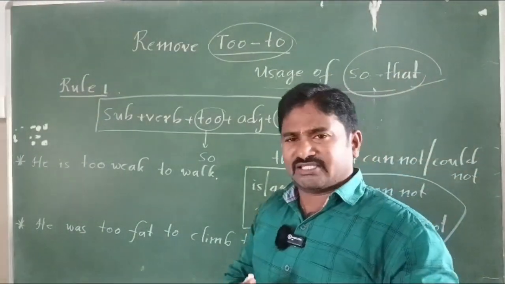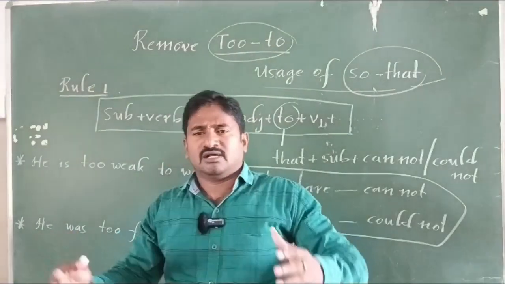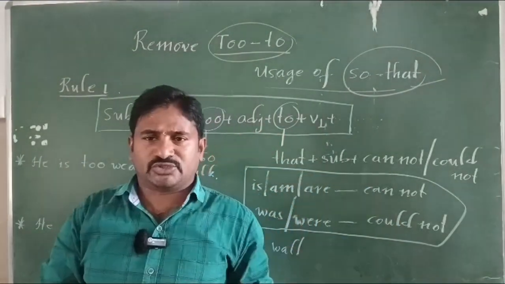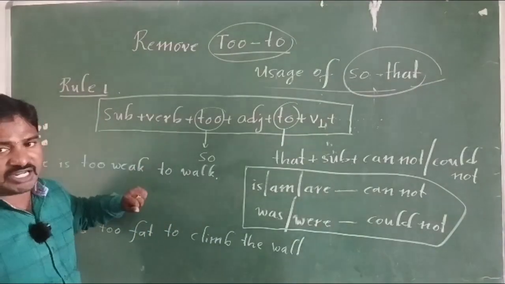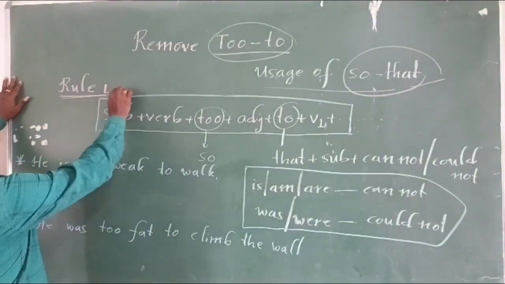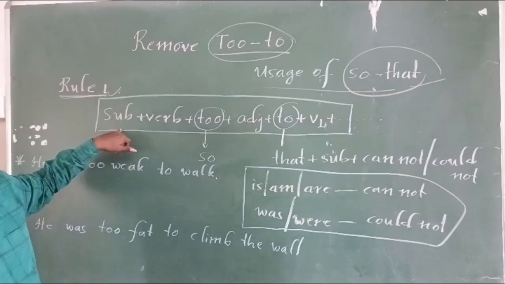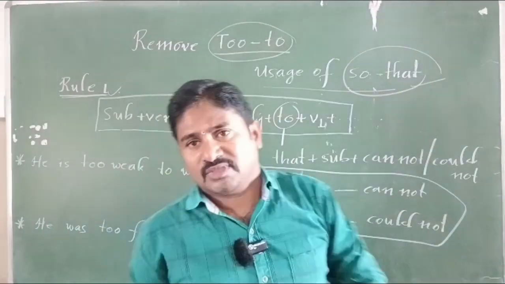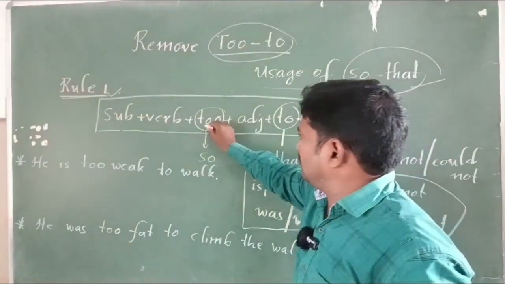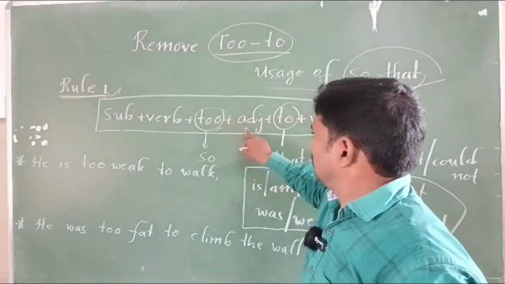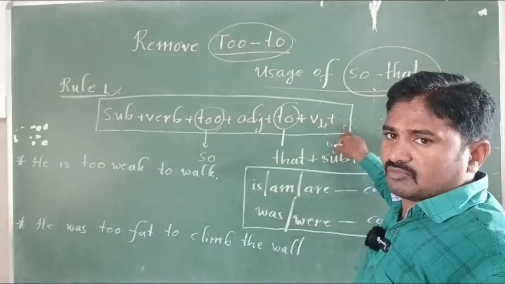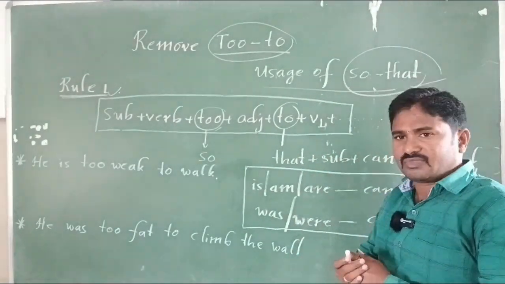Naturally, in the SSC examination and other competitive examinations, we will get some questions, so we will write according to that. So here, first, what is rule one? What is the structure of rule one? First the subject, then verb, then too plus adjective plus to plus verb one plus the remaining sentence.